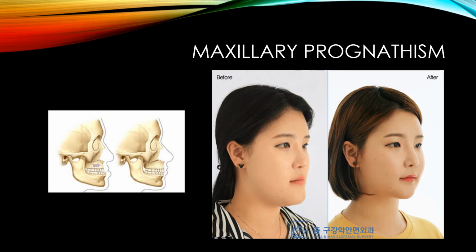This is an example of maxillary prognathism that was surgically corrected. It's called a mid-face advancement, where they move the maxilla out and align the teeth for the patient, and you can see that it gives her a more symmetrical facial structure with the surgery.